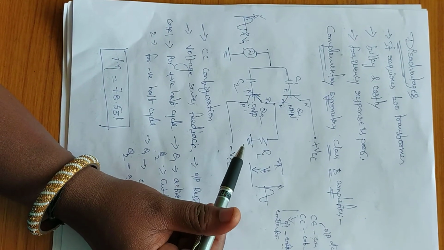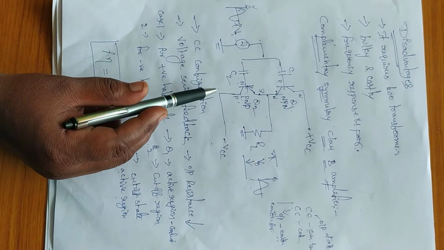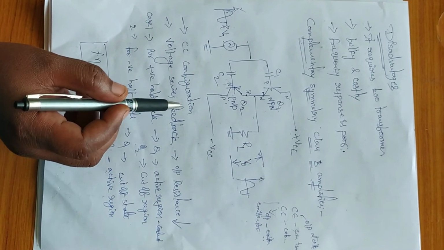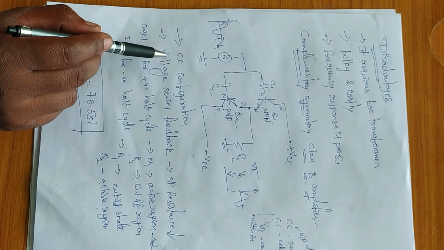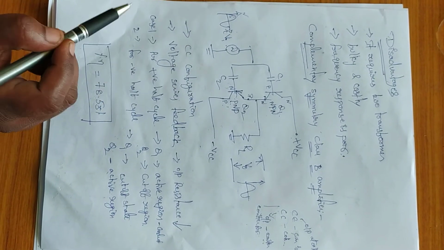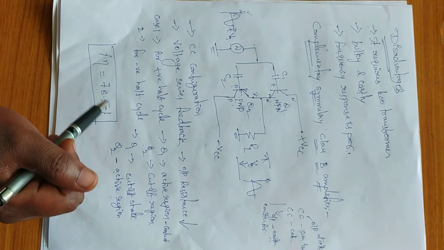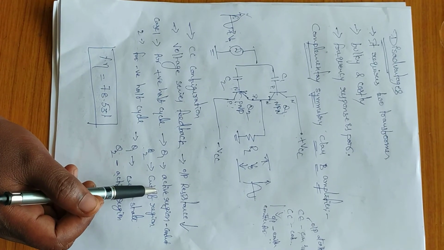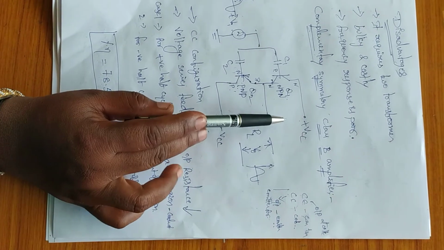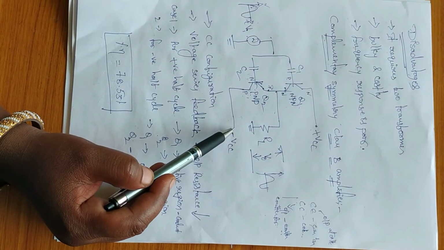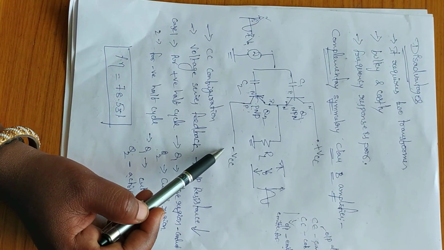In addition to this, we are using voltage series feedback to reduce the output resistance for matching. So the main 2 points are, in this circuit we are using complementary pair transistors and CC configuration is used, and another is voltage series feedback is used to reduce the output resistance for matching. This circuit requires dual supply. Here when we observe this diagram, we are using 2 different supplies, plus VCC, minus VCC.